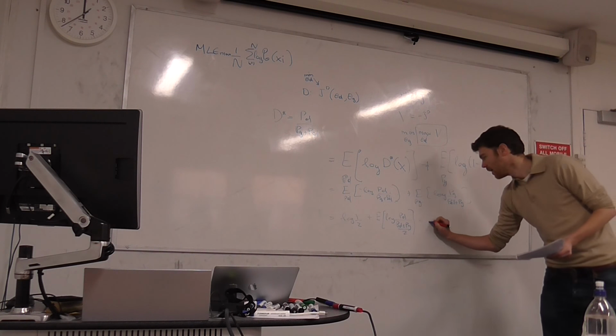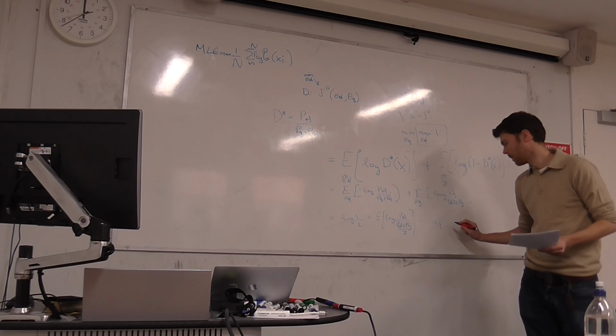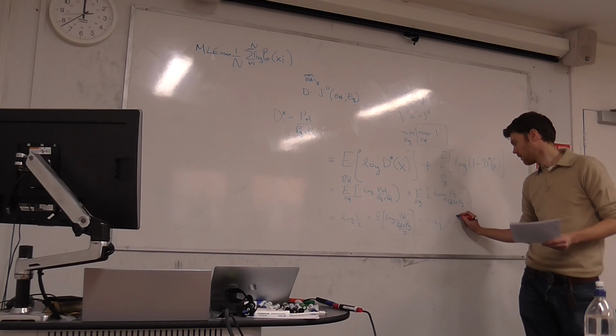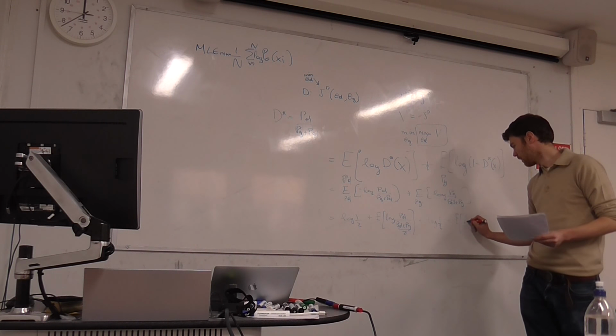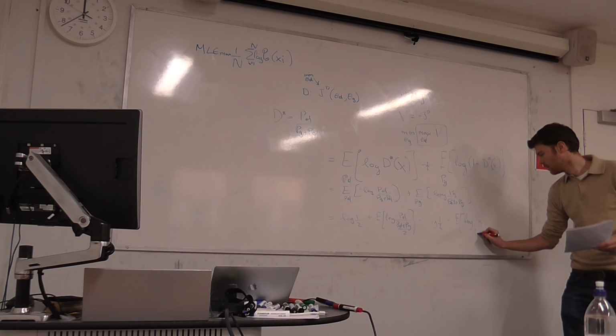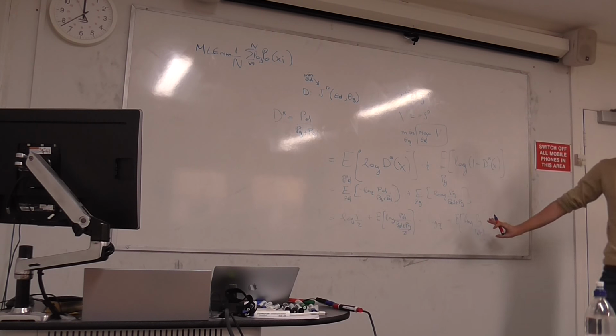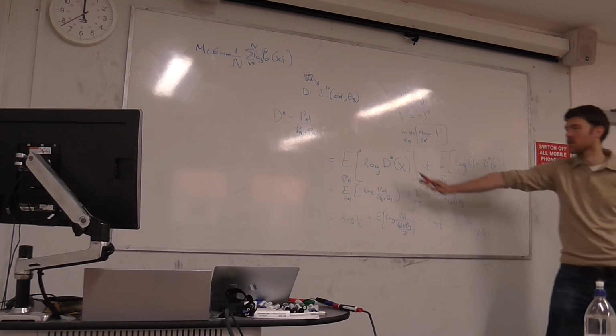Then I do the same for this term here. Right? And then this one will end up being PD plus PG. Okay. So so far this is the loss function of the generator.